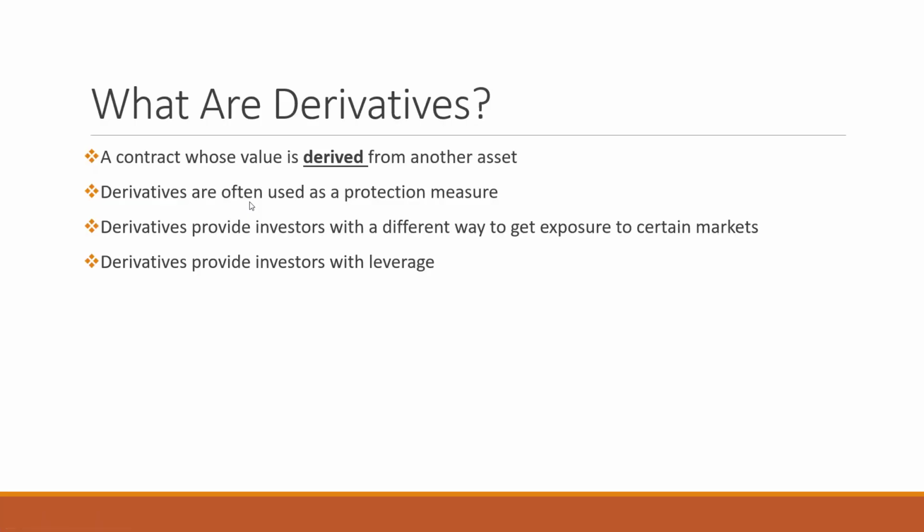So a derivative is a contract whose value is derived, which is where the name comes from. The value is derived from another asset. So what does that mean? Think about an insurance policy or an insurance contract. If you take out home insurance, there's a few things that go into determining how much that policy is worth. How much of a premium do you need to pay?